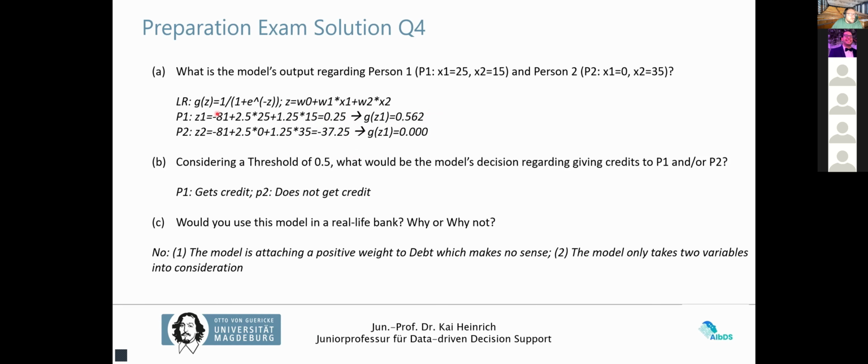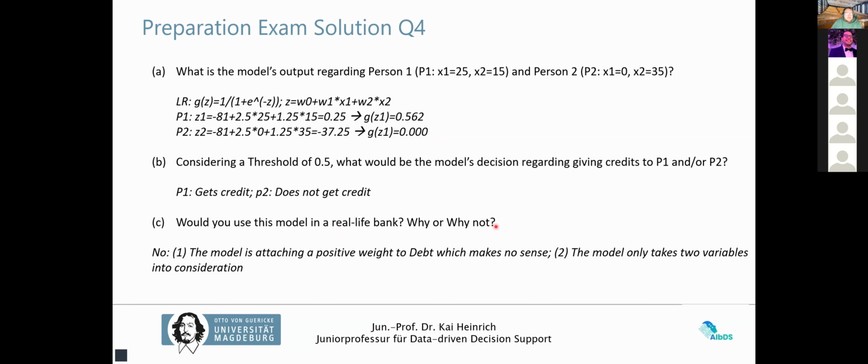So again, what we have here is you write down what the linear combination is. It's 0.25. Then we put it in here. For person one, we get 0.562. And here we get basically 0. It's not exactly 0, but it's very near 0. So we can write this, since you need to round to three decimals. And these are the values. Then you take these values and you give me an answer, considering a threshold of 0.5, which would be a decision. So P1 is larger than 0.5, so yes, P1 gets the credit. P2 is 0, does not get credit. That's it.